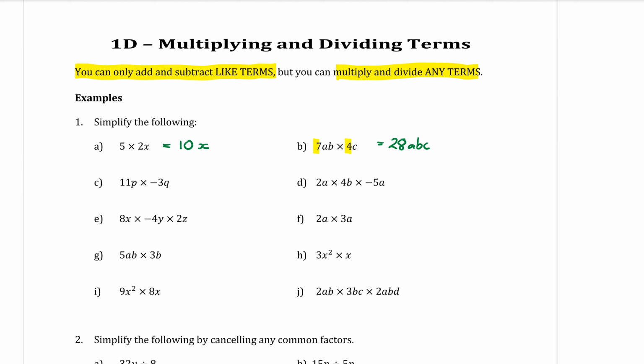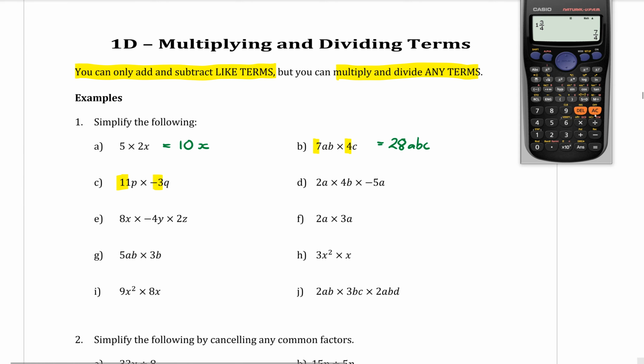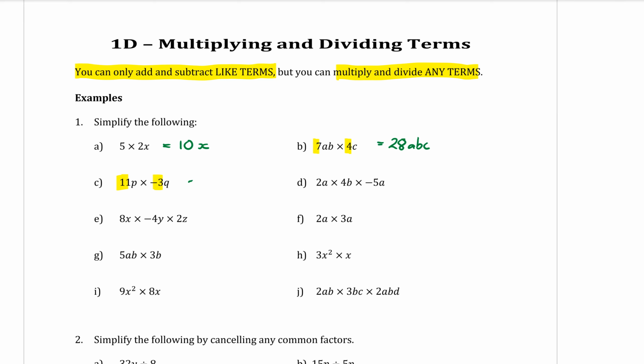Part C. It also works for negative numbers. See how I've got 11 times by a negative 3. Now, I'm guessing some of you probably still don't like negative numbers very much. So remember that you can use your calculators for any multiplying that you want. So you can type in 11 times by minus 3 to get negative 33. So negative 33 is the number, and the letters collect at the end. So p and q. Getting the idea? Multiply the numbers, collect up the letters.